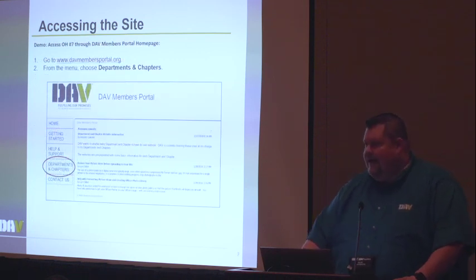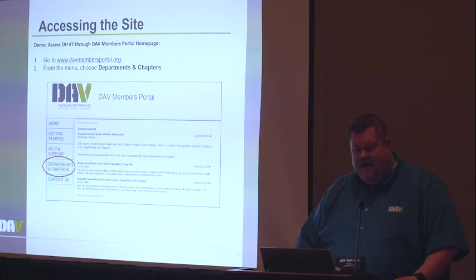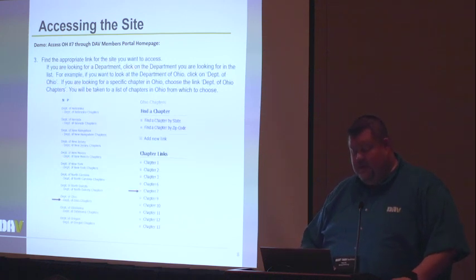So again, accessing the site, we kind of piggybacked off of chapter 7 in Ohio. I don't know why we chose Ohio. They didn't have anything on their site. Go to themembersportal.org, choose departments and chapters. That'll take you to a list where you can choose the appropriate site. Again, we're using chapter 7 in Ohio.